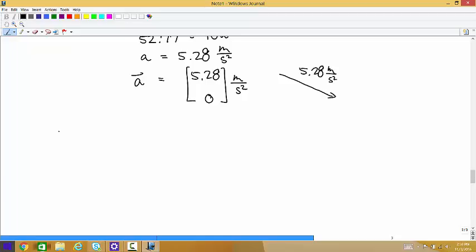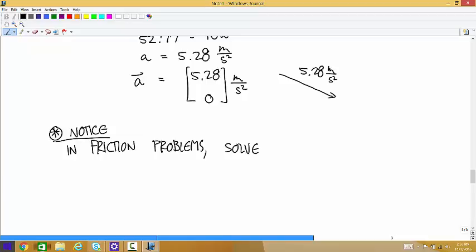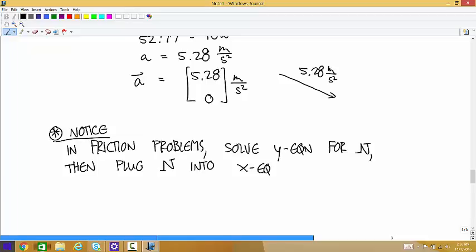Okay, so a general thing to notice in friction problems: always solve the y equation for the normal force, and then plug that normal force into the x equation to find the acceleration.